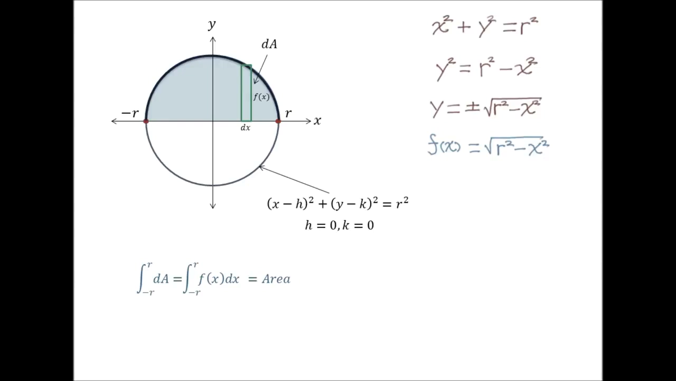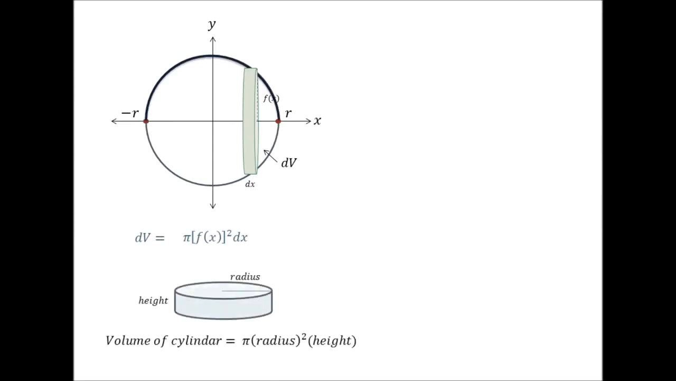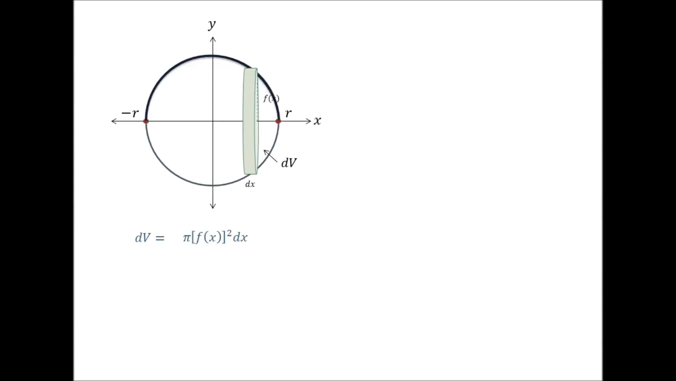But now in the disk method, instead of an instantaneous rectangular strip, we now take an instantaneous cylindrical disk of radius f of x and height dx, with its instantaneous volume dV equal to pi times f of x squared times dx, because the volume of a cylinder is pi times height times radius squared. And integrating this from negative r to r, we will then get the volume of our sphere.